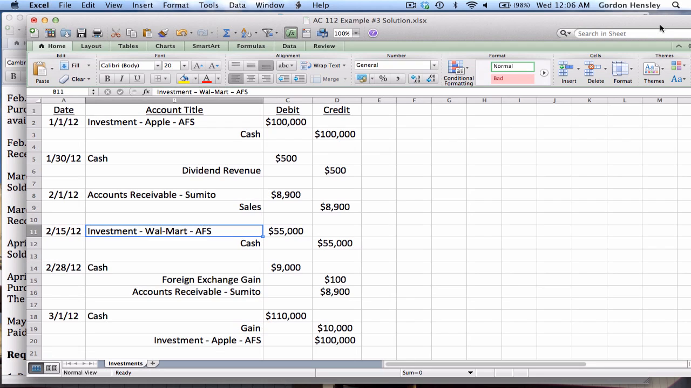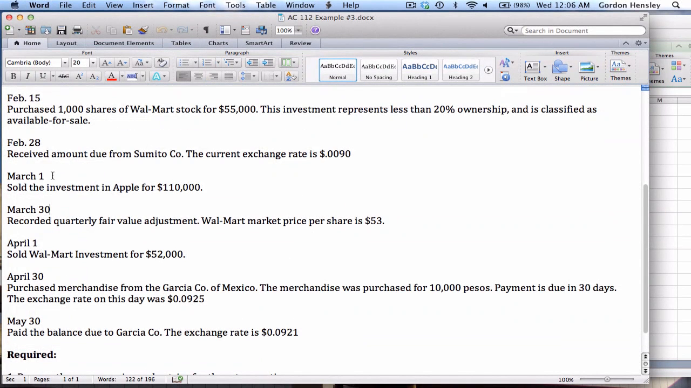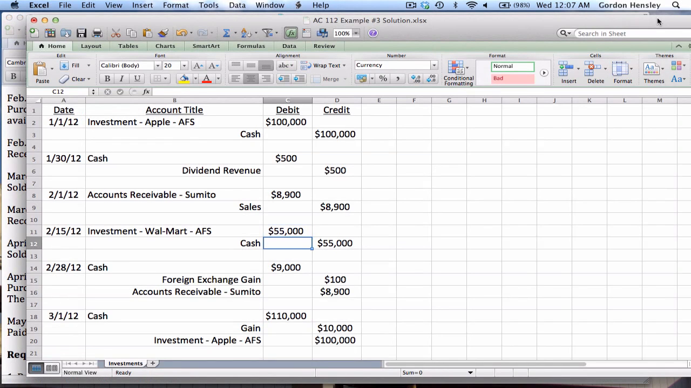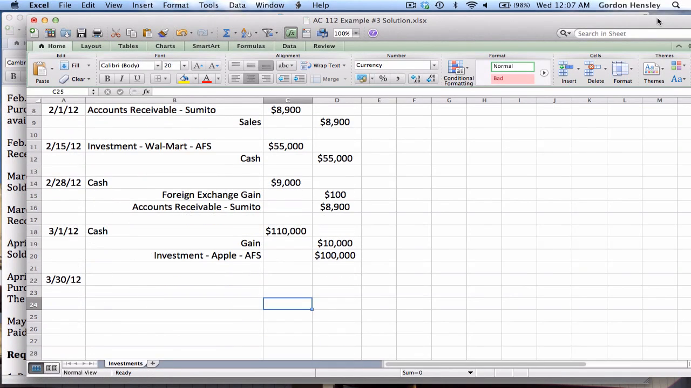Now, we paid $55,000 for that investment. Question is, how many shares was that? Well, go back up here and look at that transaction. Back when we paid that $55,000, that was for 1,000 shares. So that means we paid $55 per share. Well, now the market price is only $53. So that's a difference of $2 per share. And since we own 1,000, that's going to be a difference of $2,000.